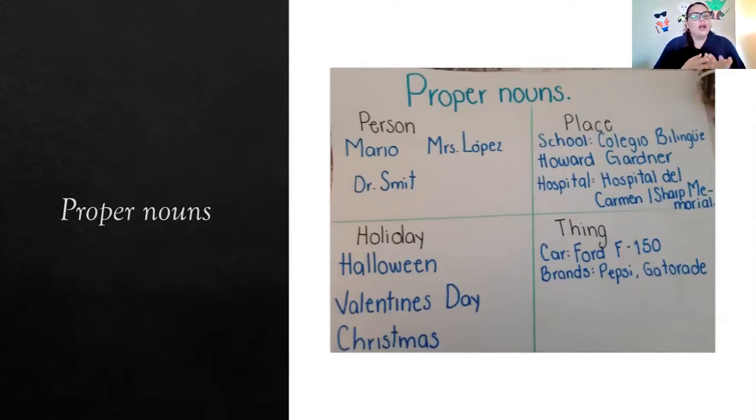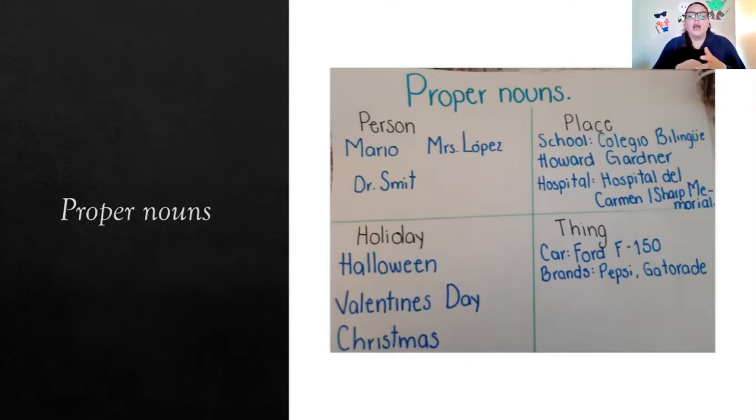If I'm going to talk about the holidays, I'm going to write the name of the holiday with a capital letter. Okay, for example, Halloween, we start with a capital H. Valentine's Day, we start with a capital V. Or Christmas, my favorite holiday of the year, I always start with a capital C.